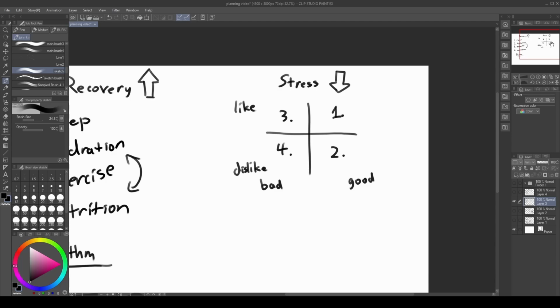So we can categorize stress and figure out where along the spectrum it lands, but that's not really as important as figuring out something that's good for us and that we like. So number 1 in this scenario is the ideal situation.